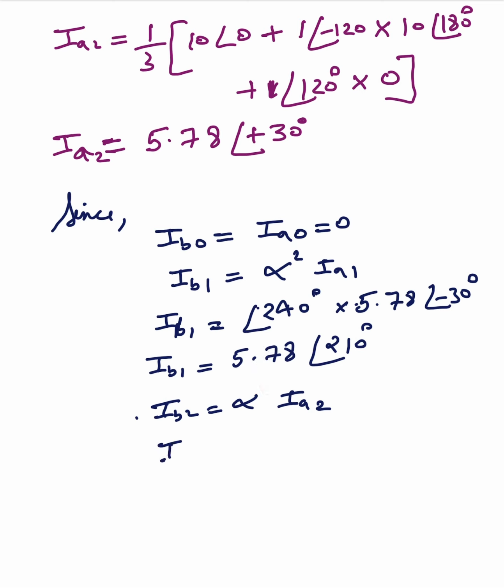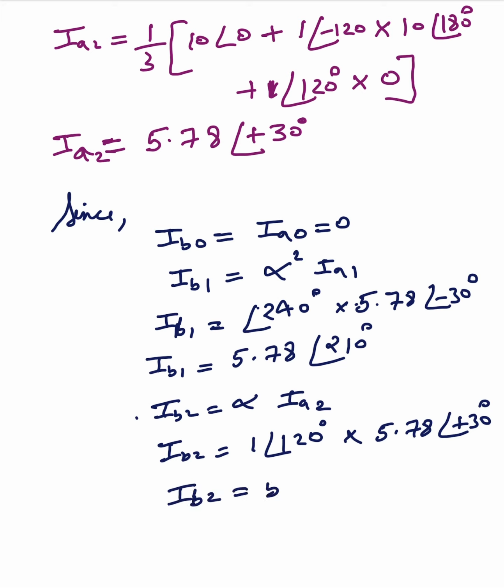So IB2 is equal to alpha, that is 1 angle 120 degree, into IA2, which is 5.78 angle plus 30 degree. So IB2 is equal to 5.78 and angle is 150 degree. Okay, similar way IC0 is equal to IA0, which is equal to 0.